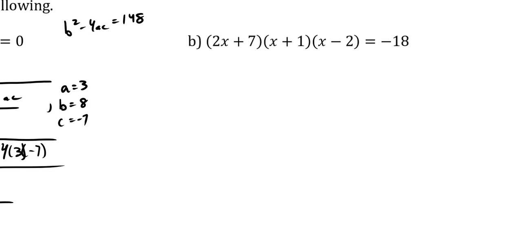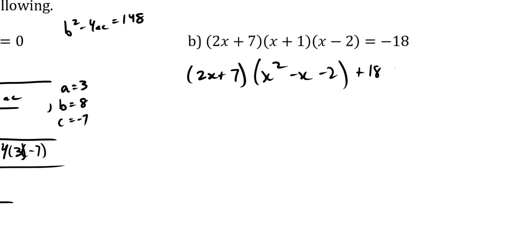Unfortunately, we have to expand this whole mess, bring the 18 over, set it equal to 0, refactor it. There's no other way. You can't just bring the negative 18 over, because then you'd have three brackets and a constant, and that won't work. It's a disaster, so much extra work, I know, but that's it.